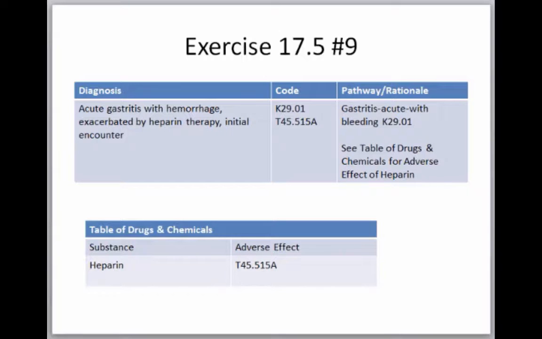But for the purposes of learning to code early on, I'm just going to give you that information as part of the diagnosis. So looking at our pathway in the right column, we have gastritis, acute with bleeding, gives us Ch.17, and then because the patient is on heparin, we know we have to go to the table of drugs and chemicals and look up the adverse effect code for heparin, and that gives us the T45.515A.